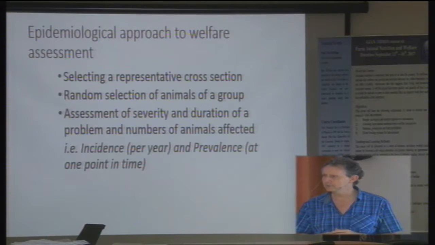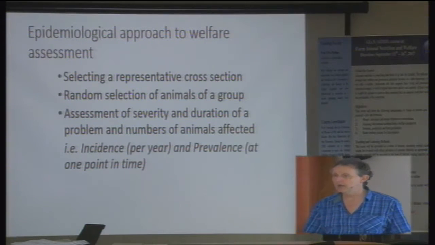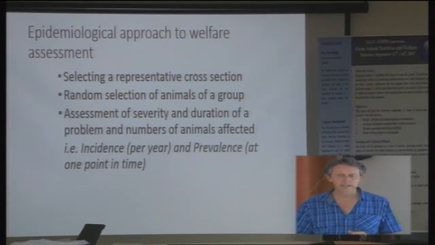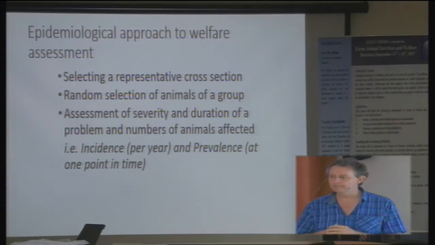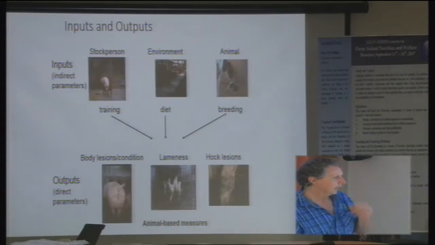Have you come across those? Some of you will have done, I'm sure. So an incidence is the number of animals which are afflicted by a disease per year. The prevalence is at any one point in time. An important distinction if you're reading about that.